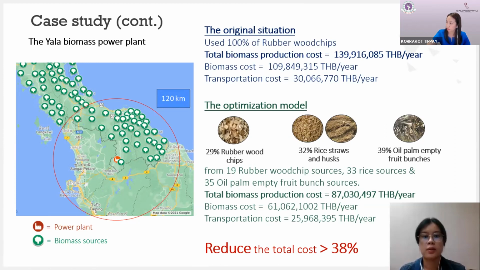It was found from the cost model that changes in the biomass supply can reduce the total cost by 37.8%, or about 52.89 million baht, or around 1.7 million US dollars per year.